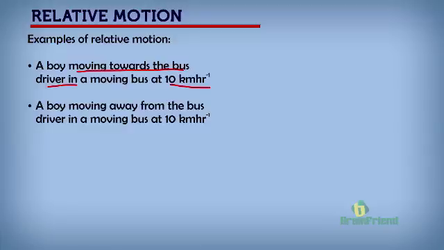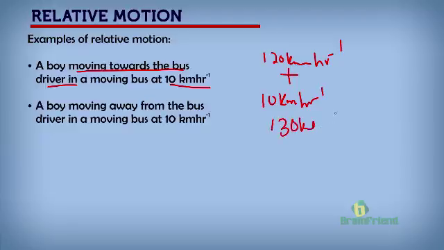But with reference to the earth, the boy will no longer be moving at 10 kilometers per hour, but he will be moving at 120 kilometers per hour plus the 10 kilometers per hour that he has. So the total speed with which he will be moving towards the front of the bus to meet the driver will be 130 kilometers per hour.